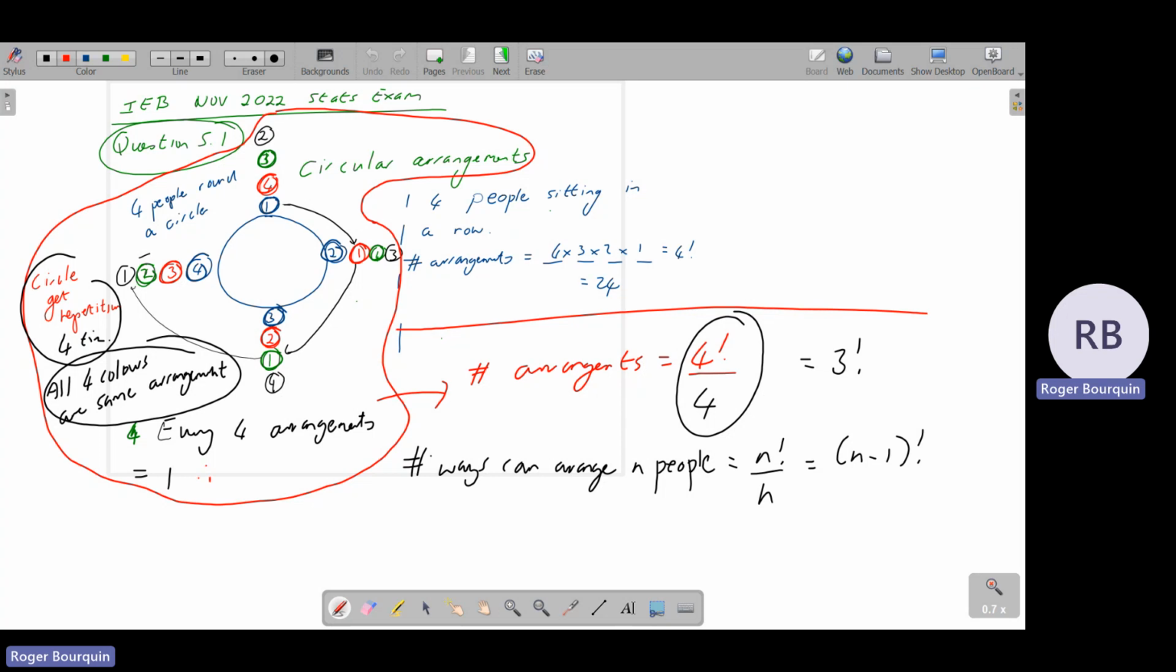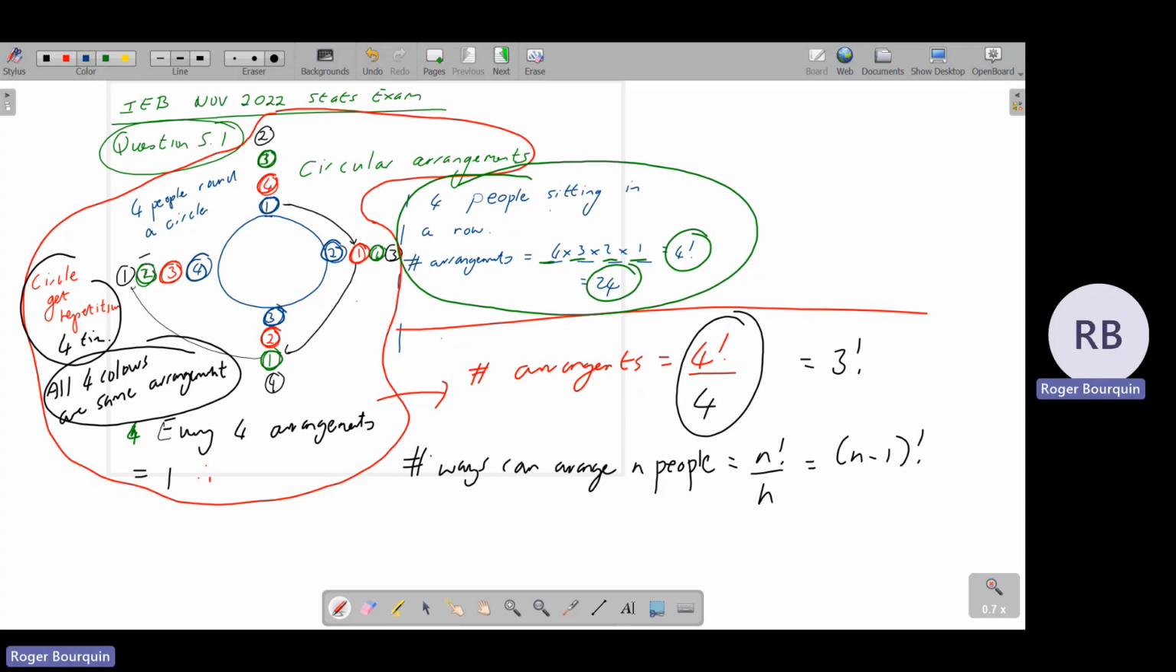If you had, let's say, 4 people sitting in a row, how many ways can they be arranged? There'll be 4 choices for the first seat, 3 available for the second, then 2, then 1. You multiply your choices together, in other words 4 factorial, which is 24. That's the number of ways you can arrange 4 people sitting in a row.